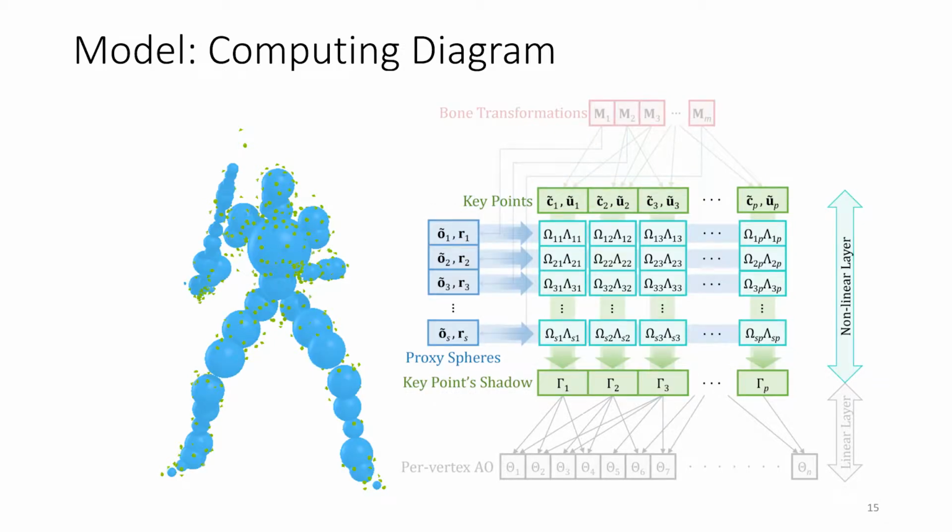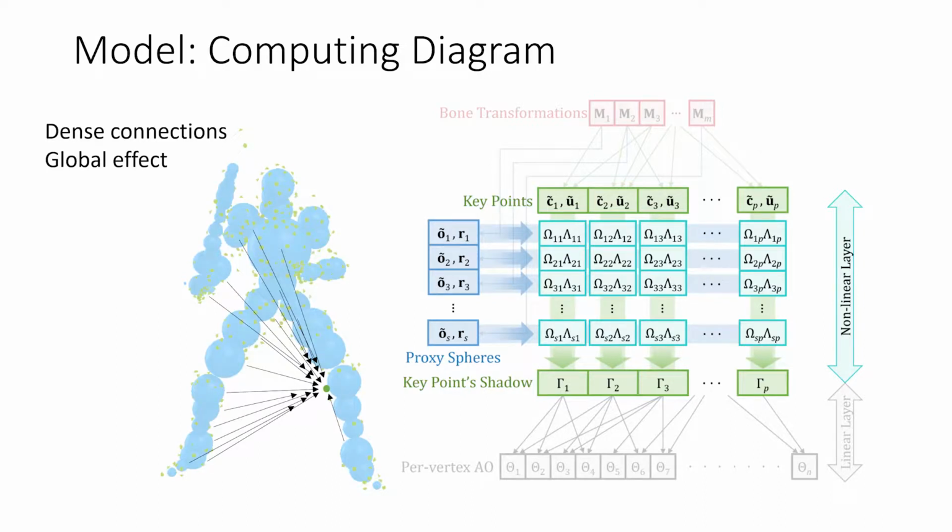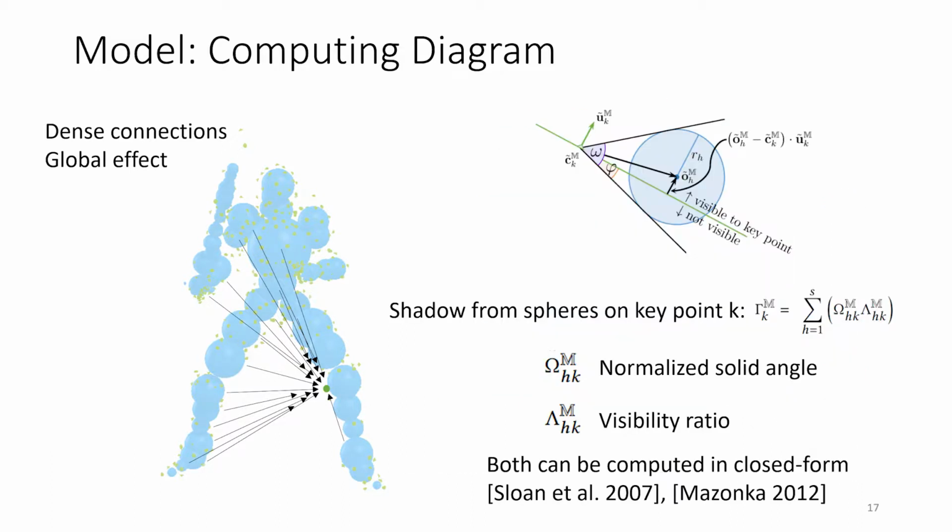The nonlinear layer: at runtime, we have transformed proxy spheres and transformed key points. Each key point receives contributions from all spheres. These nonlinear dense connections carry global effects but are costly. Therefore, we only use a small number of spheres and key points, typically about 50 spheres and 500 key points per character. The shadow cast on each key point is the sum of shadows cast by all spheres onto that key point.